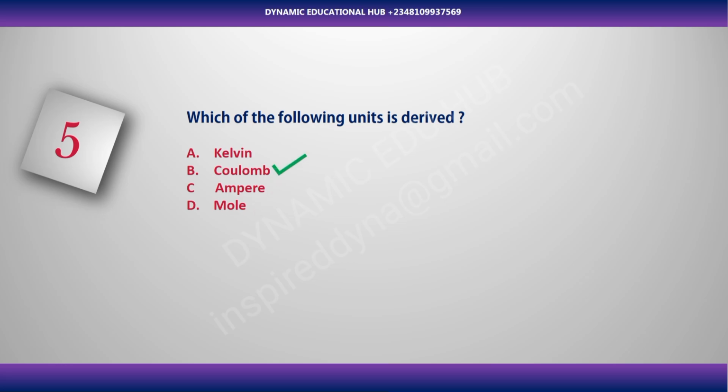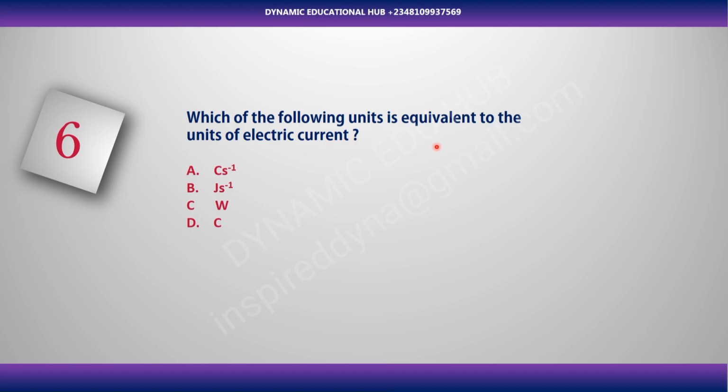Each of the following units is equivalent to the unit of electric current. Listen attentively. What is the unit of electric current? We have ampere. What they are asking us here is the derived unit of ampere. Ampere is a fundamental unit, but we can still derive it. So we need to define the meaning of current. Current is the rate of flow of charge. Charge divided by time.